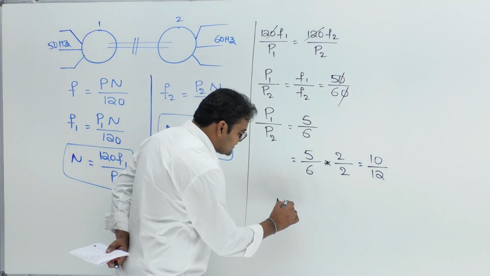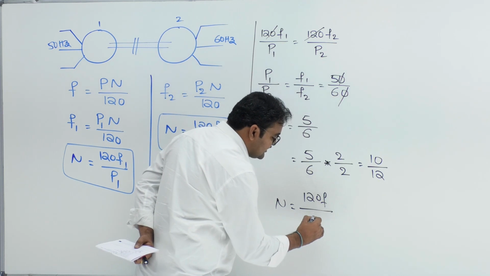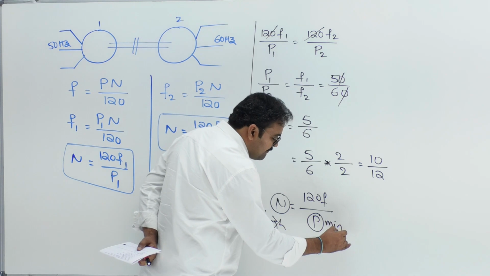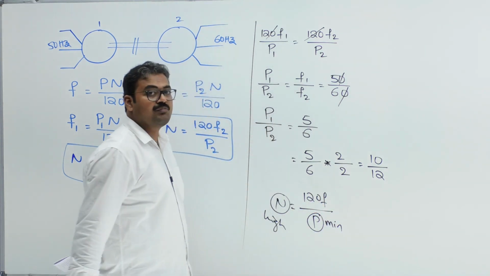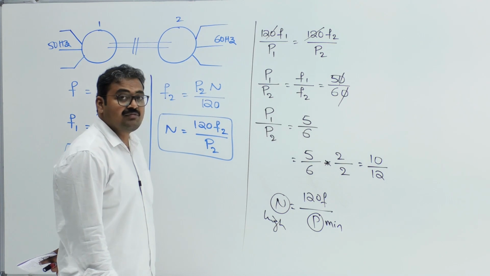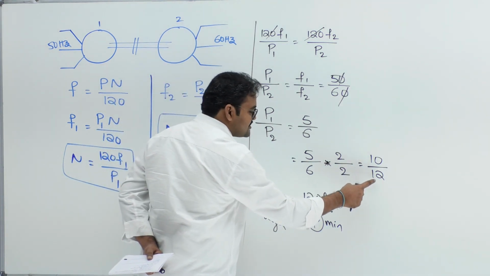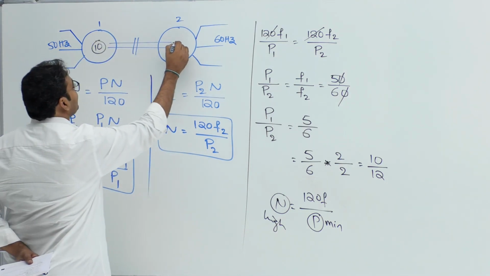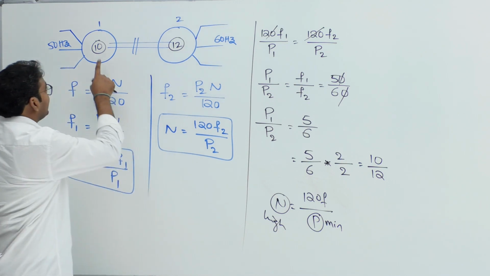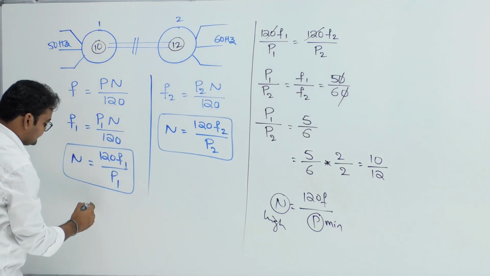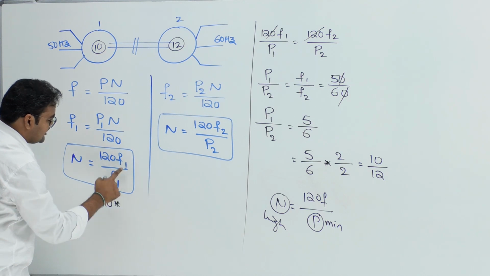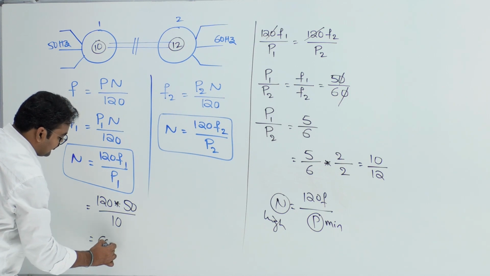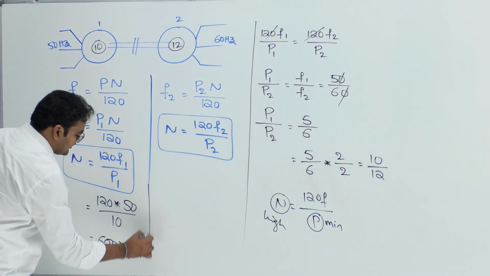But the answer required is, once again, the highest possible speed. Highest possible speed means you need to select the minimum poles possibility. So therefore, what is the minimum poles possibility? 10 poles in the first machine, 12 poles in the second machine. If 10 poles are there in the first machine, just substitute here. 120 into the first machine's operating frequency, 50, and 10 poles. Therefore, the possible speed is 600 rpm.